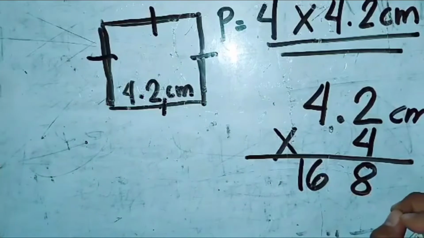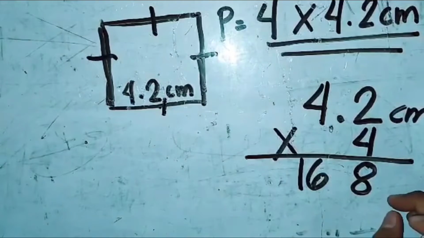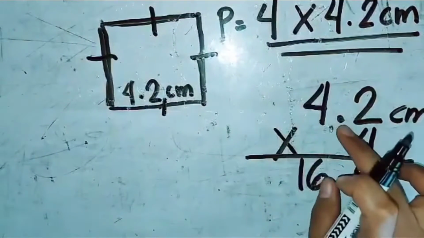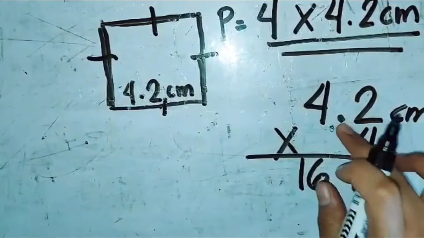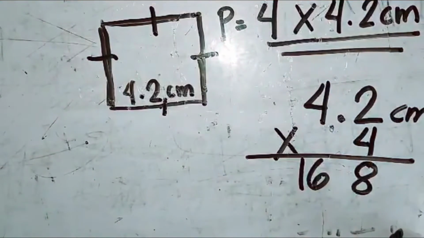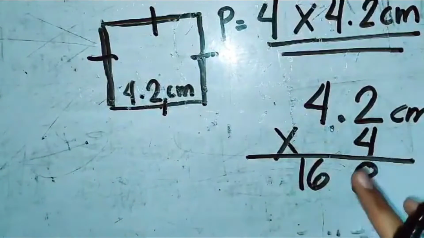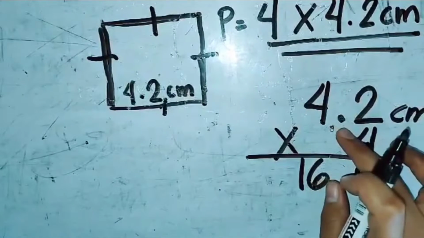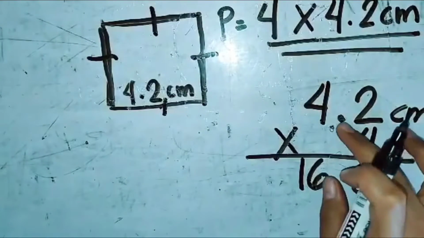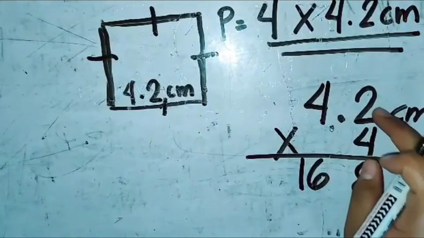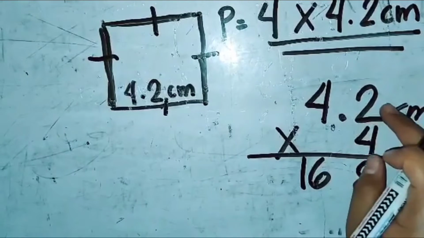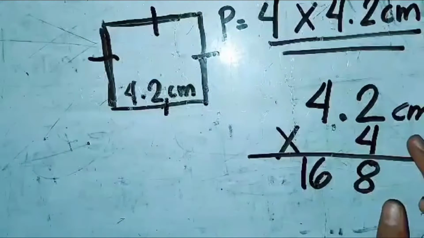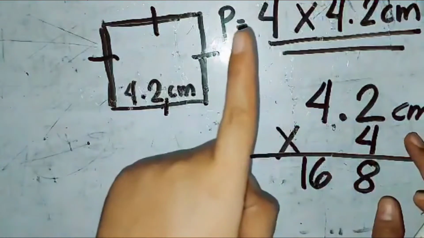Okay, simple lang. Bilangan nyo lang yung decimal places. Pag sinabi decimal places, ang bibilangin nyo lang yung digits after the decimal point. Okay, since ito ay 4.2 may decimal point, bilang ka ng isa. Ito lang yung decimal places na. Okay, 1. Itong 4, wala. So, we have only 1 decimal place.